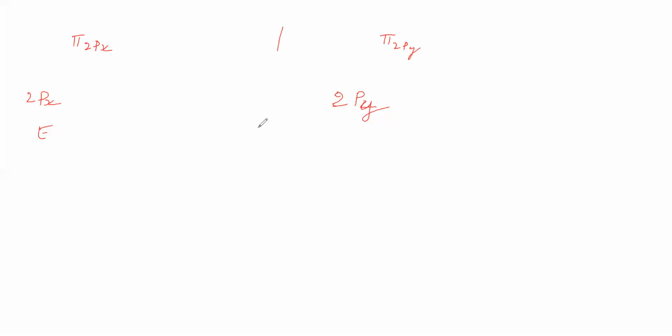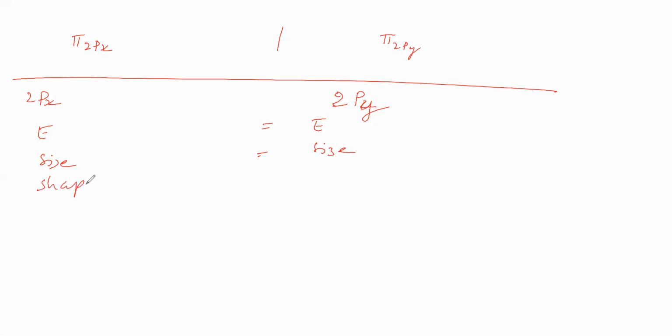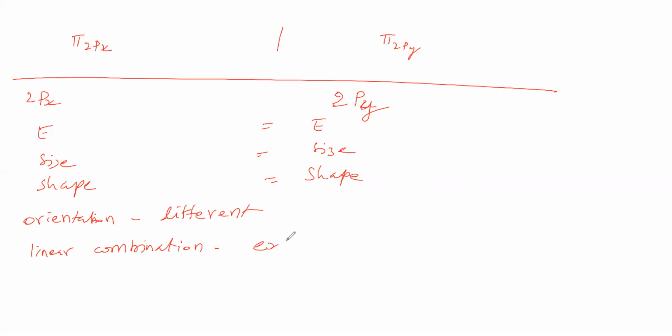Now this energy is equal to this energy, the atomic orbitals' energy. This size is equal to this size. This shape is equal to this shape. What is different? Orientation is different, because it is x-axis orientation and y-axis orientation. They are going for linear combination, which means the extent of linear combination remains the same for both.